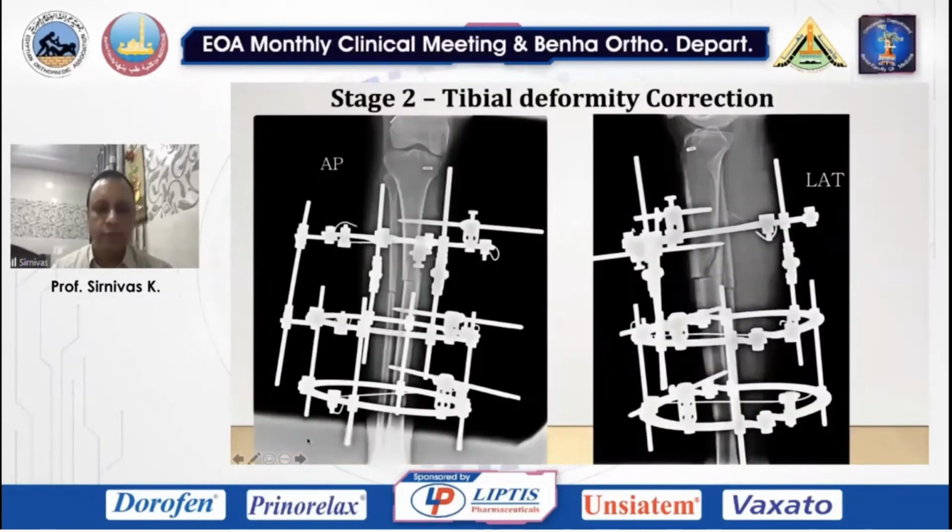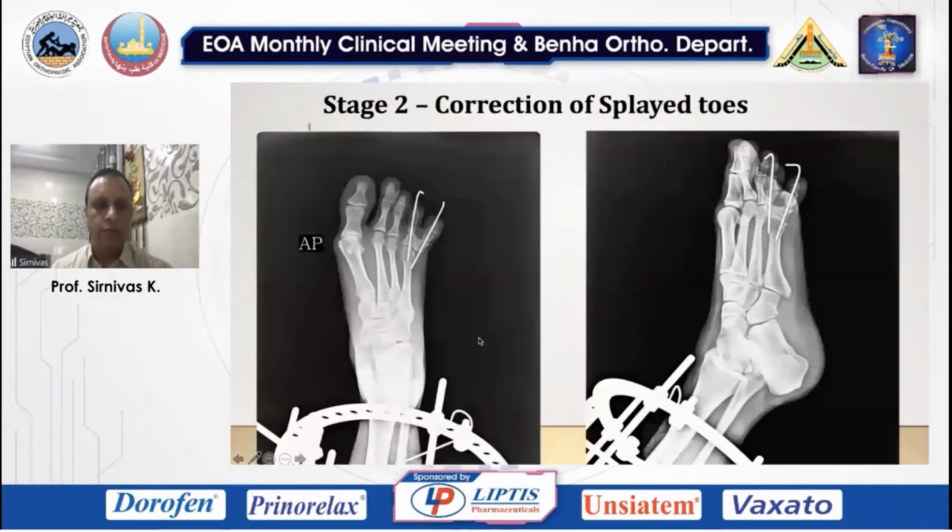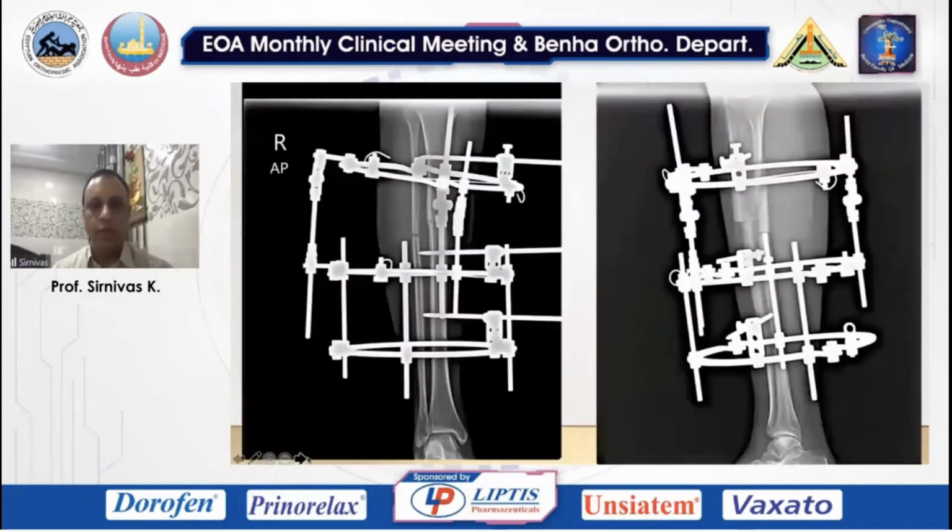She had her pain settled, and at 3 months following the first surgery, she had a corrective osteotomy of the tibia. An osteotomy was done at the center of rotation of the angulation of the tibia with a fibular osteotomy. A circular frame Ilizarov fixator was applied, and correction was done. She also had a closed wedge osteotomy for the deformity of the toes and fixed with K-wires.